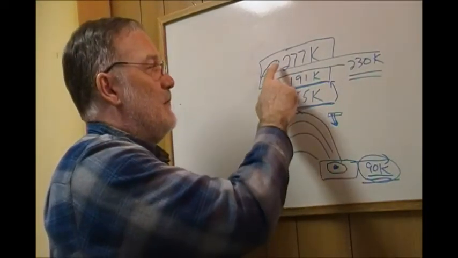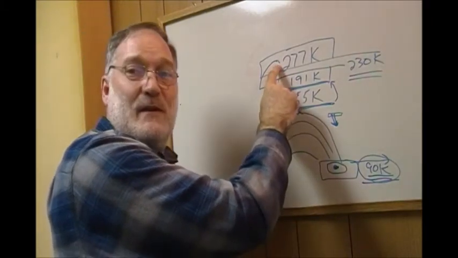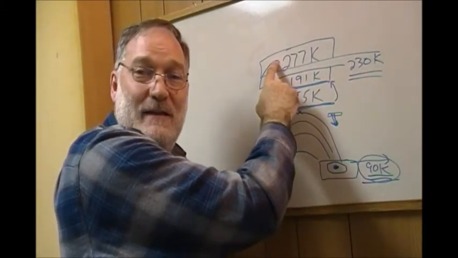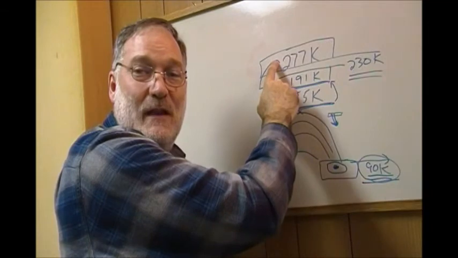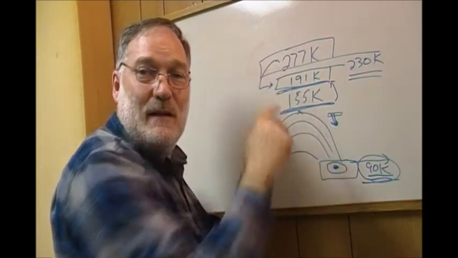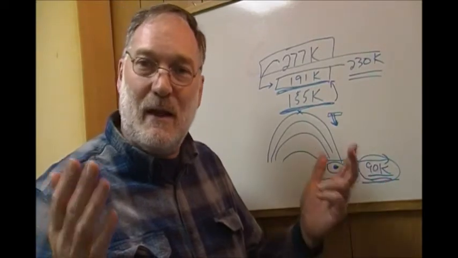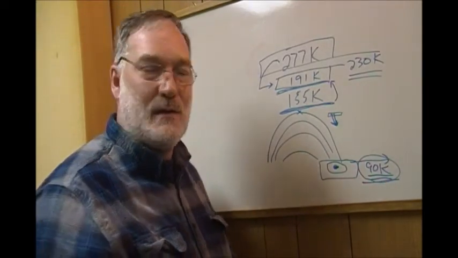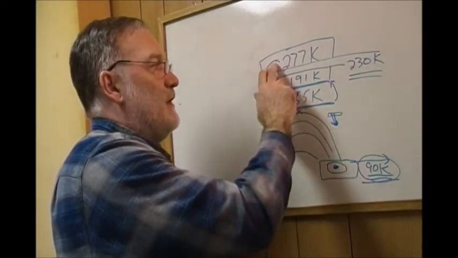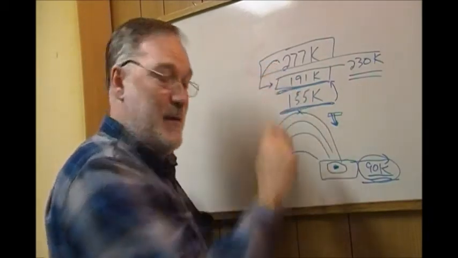The reason why the moon is colder than this temperature is because this is a bad calculation. This is using average radiation, which we demonstrated in the first video. You can't use average radiation to make an average black body surface temperature. And so this is really a meaningless temperature.